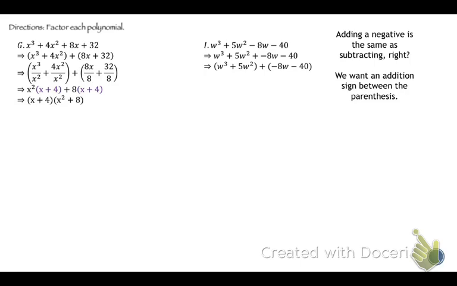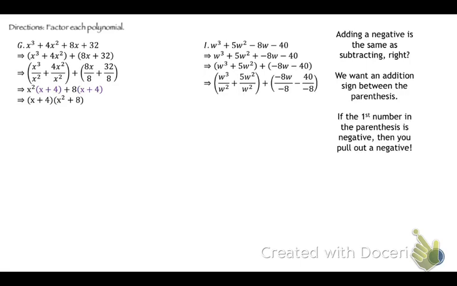Then we do everything the exact same. There is a little tricky thing here though. In the first two terms, we can take out a w squared, right? In the second two terms, 8 goes into both of those. But since this number was a negative 8, that's why we're pulling out that negative 8. Okay, so if the first number is negative, you pull out a negative. All right, so you get w squared times w plus 5. Pull out that negative 8 and you get w plus 5. The w plus 5s are the same, sweet. We can pull out that w plus 5 and then w squared minus 8.